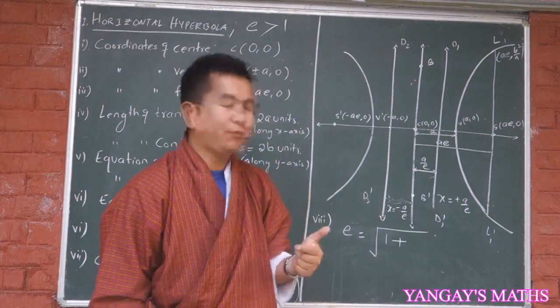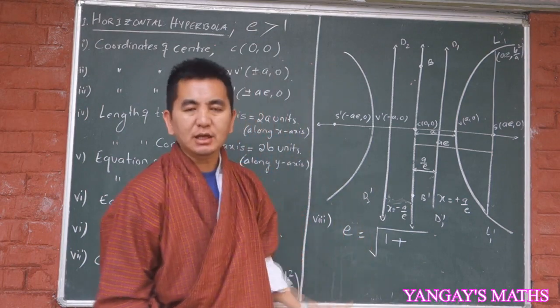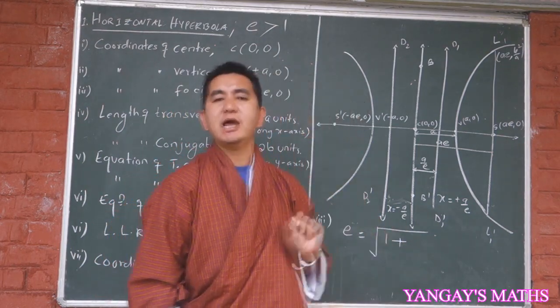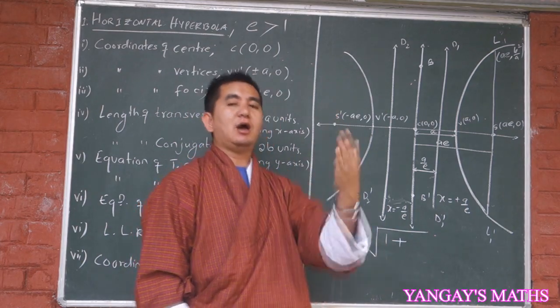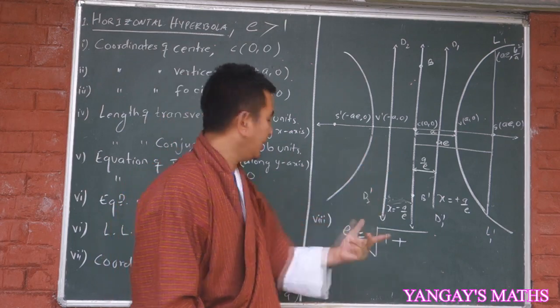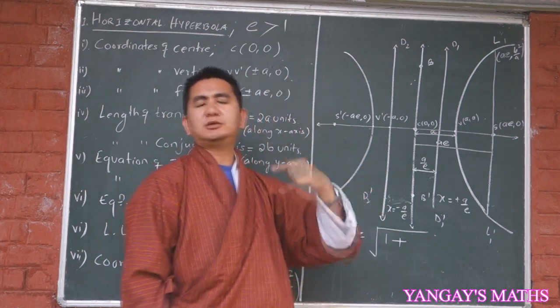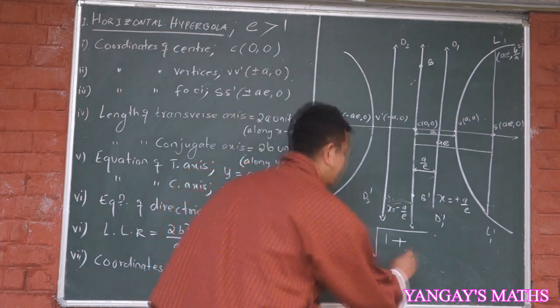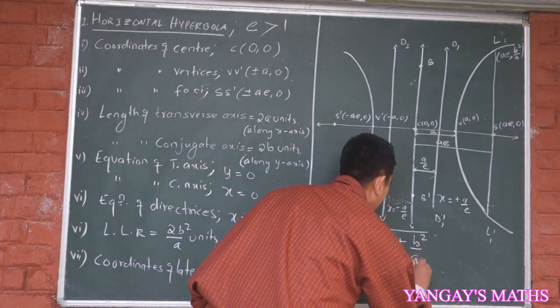Usually students get confusion when it comes to eccentricity. In case of ellipse, we have 1 minus b square by a square, because the e value should be less than 1. Less than 1 means we have to take minus. Easy to remember. But in case of hyperbola, the eccentricity value should be greater than 1, which means here should be plus. Do not forget that one. b square by a square.